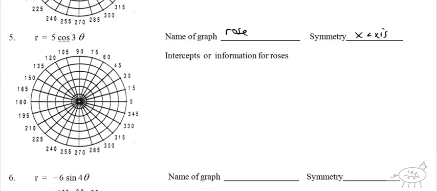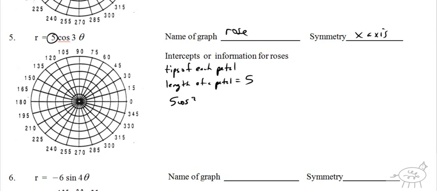All right, so intercepts or information for roses. Now you're going to tell me, we're looking for the tips of each petal, because that's how we're going to graph it. Okay? And I want you guys to understand, first of all, that the length of a petal equals 5. That's that number right here, that 5. So I want to know where R is equal to 5, because I want to graph the tips of the petals. So I'm going to say 5 cosine of 3 theta, I want to know where it's equal to 5. That's going to give me the tip of one petal.